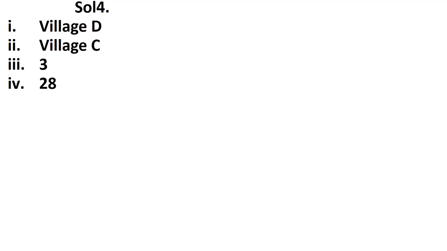How many more tractors village C has as compared to village B? C minus B is 3. 3 more tractors. Fourth is, what is the total number of tractors in all the 5 villages? So add them. In A, 6, B, 5, C, 8, D, 3 and E again 6. So when we add, we get 28. 28 tractors are there in all the 5 villages.